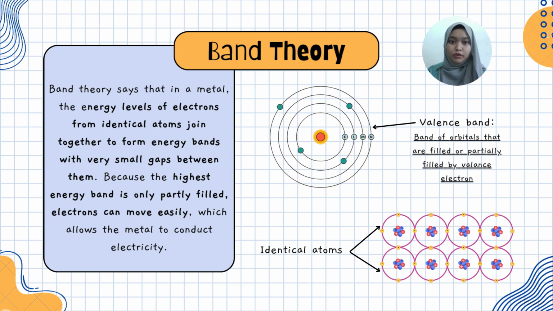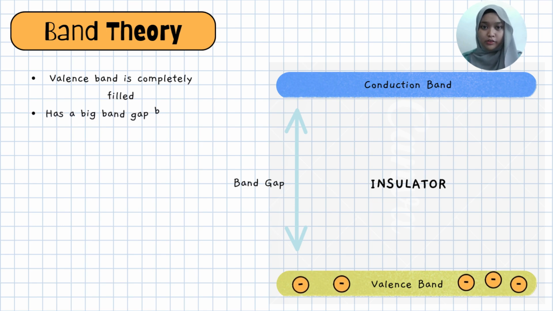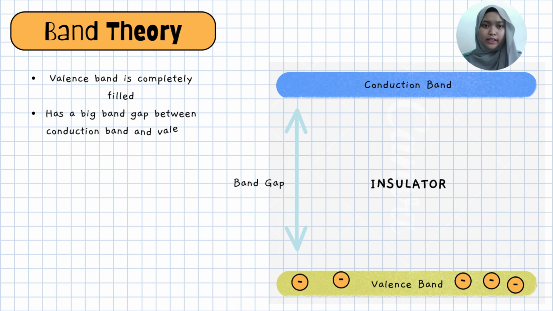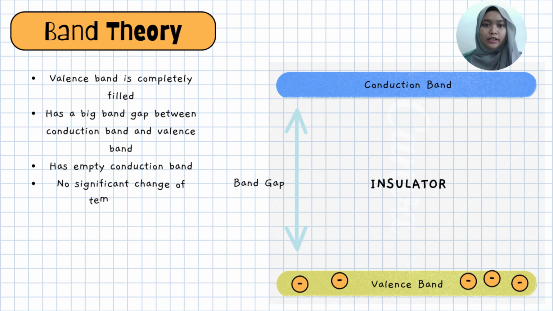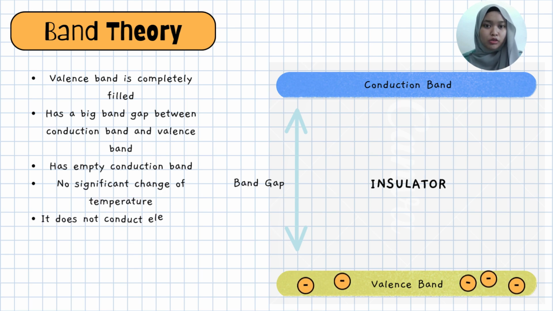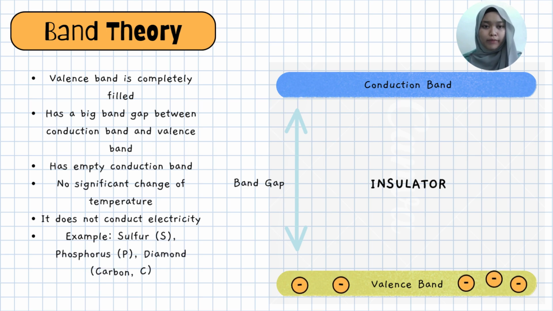There are 3 types of material with different conductivities. The first one is the insulator. As you can see in the video, there is a huge energy gap between the valence and conduction band. Because of this large band gap, electrons do not have enough energy to jump from the valence band to the conduction band, so it does not conduct any electricity.